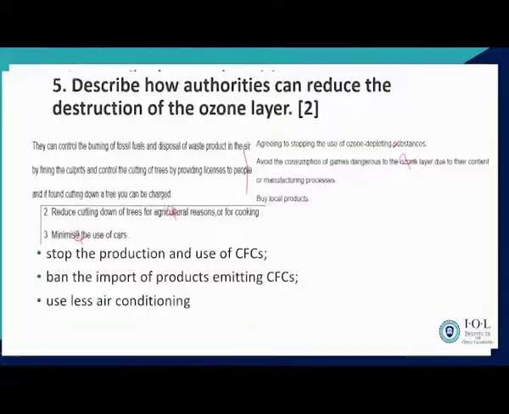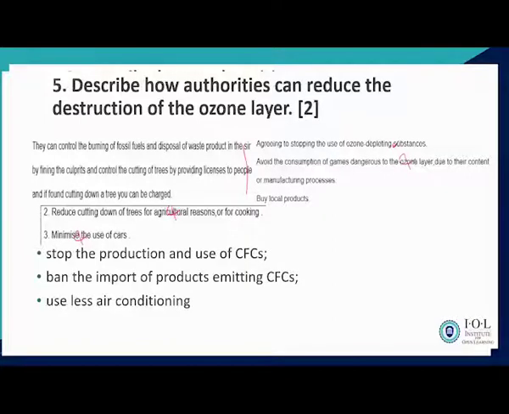Another one, agreeing to stopping the use of ozone depleting substance. That's correct. Avoid the consumption of goods dangerous to the ozone layer due to their content and manufacturing processes. Buy local products. Which local products are you talking about? Buying a tomato is also a local product if it was produced in my location.